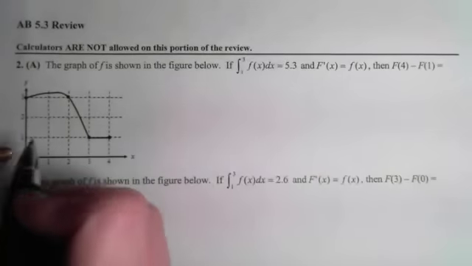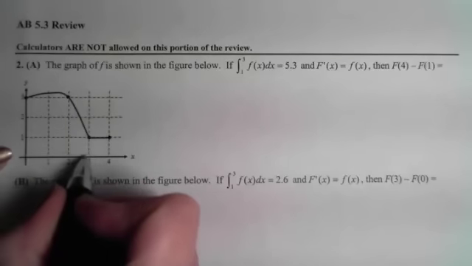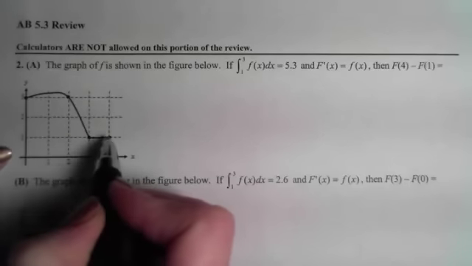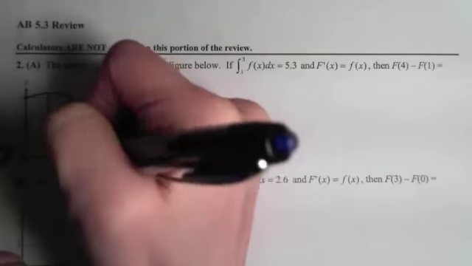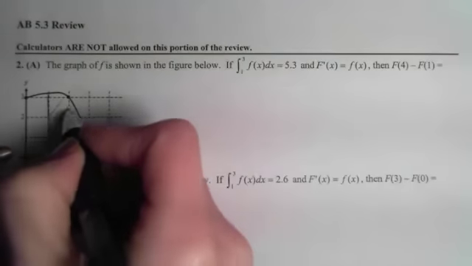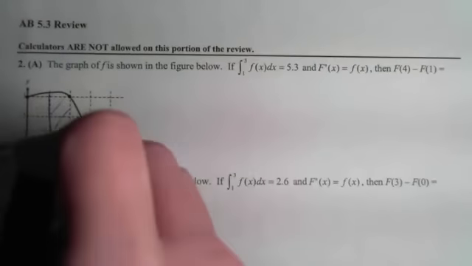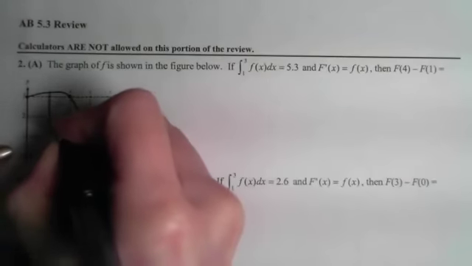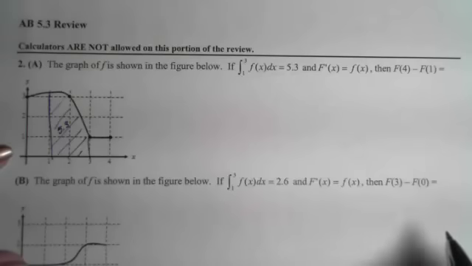This says if I accumulate from 1 until 3 under this graph of little f, I'm going to get an accumulation of 5.3. So that means this region right here has an area of 5.3.